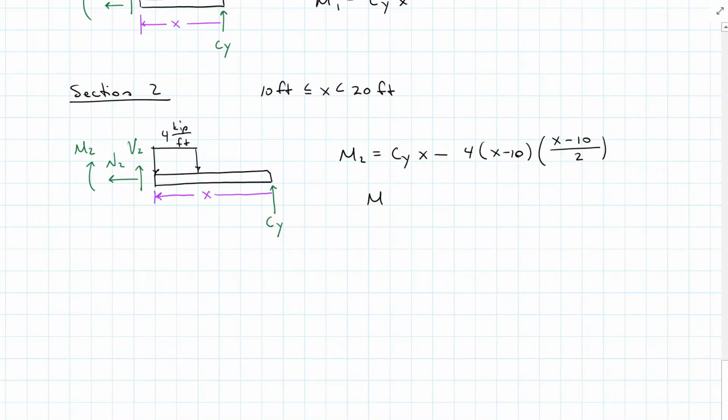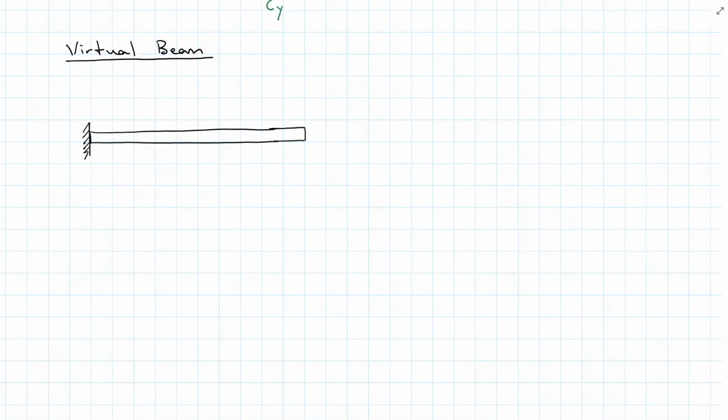So this cleans up to moment 2 is equal to CYX minus 2x squared plus 40x minus 200. On my virtual beam, I'm going to remove the reaction CY and replace it with my virtual load 1, because that is the deflection that I'm looking for that I know is equal to 0. So that's what I'm going to do there.